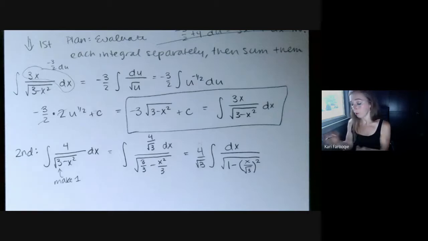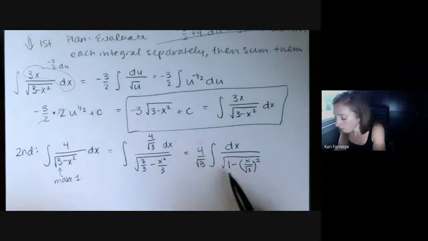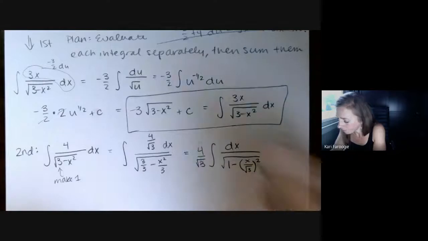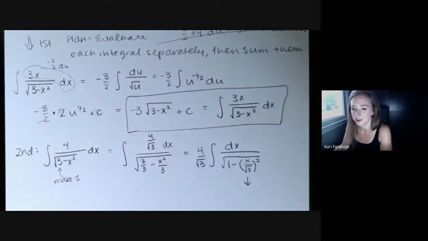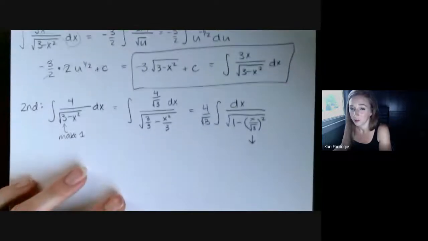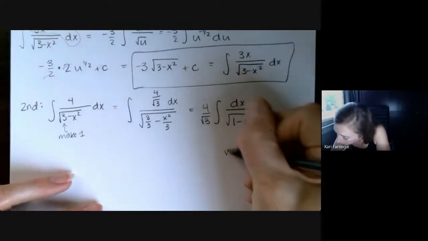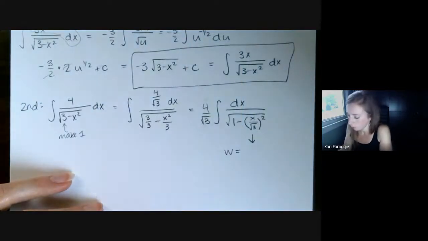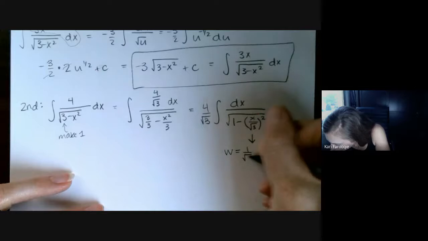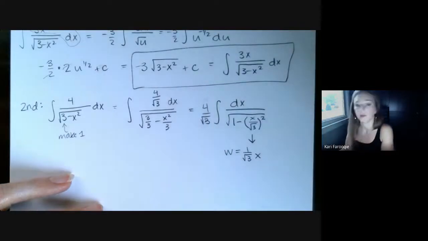All right, but we're in a good position now because we have this already a 1. Awesome. Now we're going to set up a new u substitution. If you want it to be a w, that's fine. If you want it to be a u, fine. I'm going to write it as a w just because I already have a u substitution up there and I don't want to have 2 different u's going on. So this is 1 over the square root of 3x.